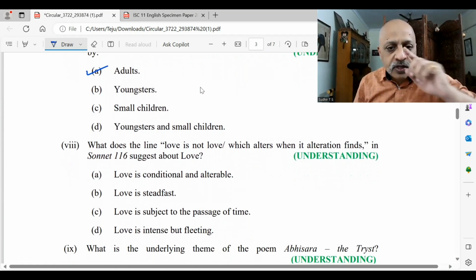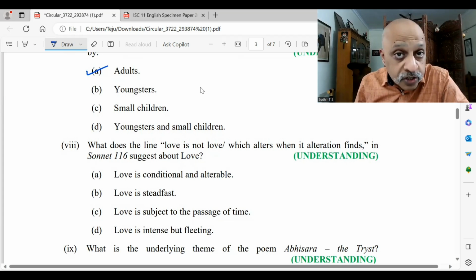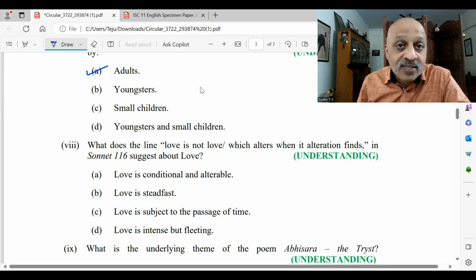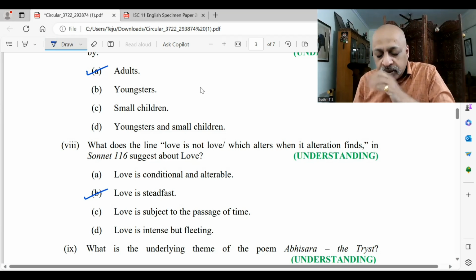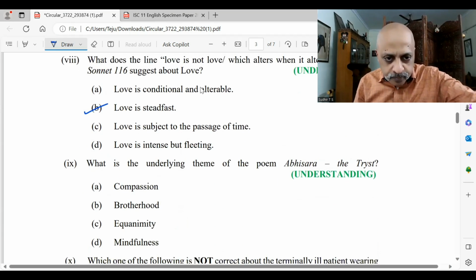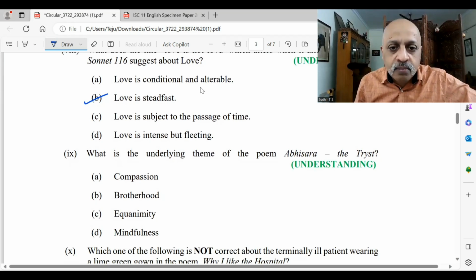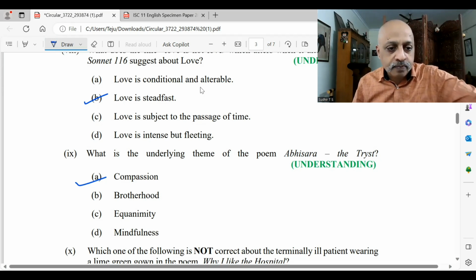What does the line 'love is not love which alters when it alteration finds' from sonnet 116 suggest about love? Love is conditional and alterable. No, love is steadfast. So the correct option is B, 8th B. Love is steadfast. What is the underlying theme of the poem Abhisara, the Tryst? Compassion, brotherhood, equanimity, and mindfulness. The correct answer is compassion.